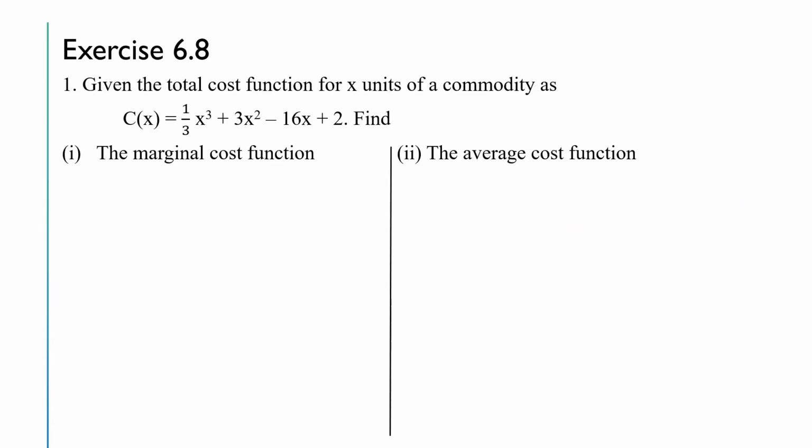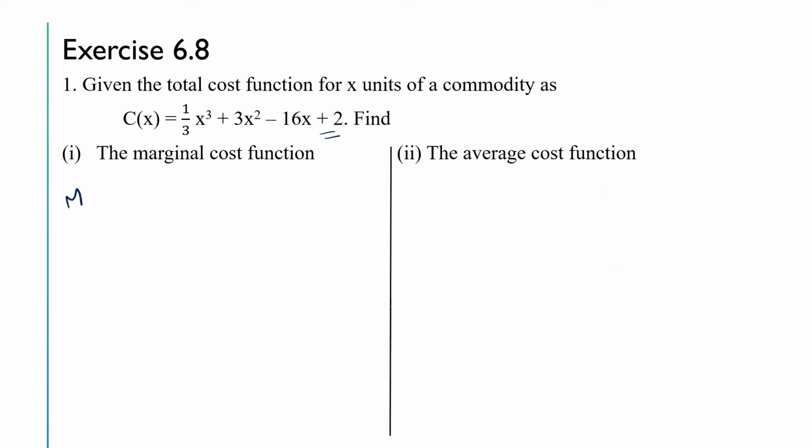Now these are the questions from exercise 6.8 of chapter 6, application of derivatives, from the book Applied Mathematics class 12 by M.L. Agarwal. The first question: given the total cost function for x units of a commodity as C of x is equal to 1 by 3 x cube plus 3x square minus 16x plus 2, find the marginal cost function and the average cost function. So we are given the total cost function C of x, where x is the number of units produced. We have to find the marginal cost function and the average cost function.